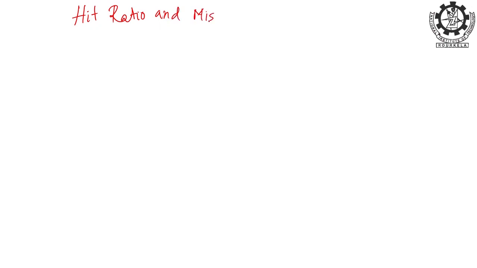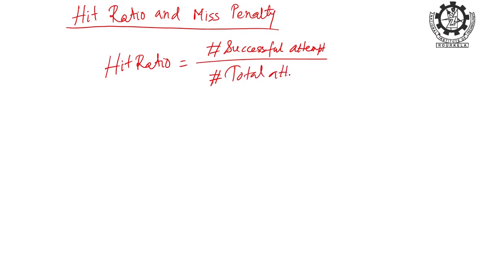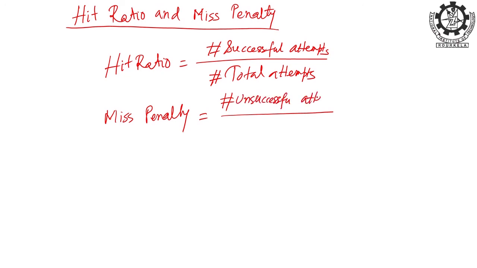There is a related term I mentioned earlier, called hit ratio, and miss penalty. What is hit ratio? Number of successful attempts divided by the total number of attempts. So, that is called hit ratio. You can write that. Similarly, miss penalty is total attempts for accessing. In the earlier example, we have seen that we accessed 20 times, and out of that, in the case of direct mapping, we had 2 successes. So, that is hit ratio.